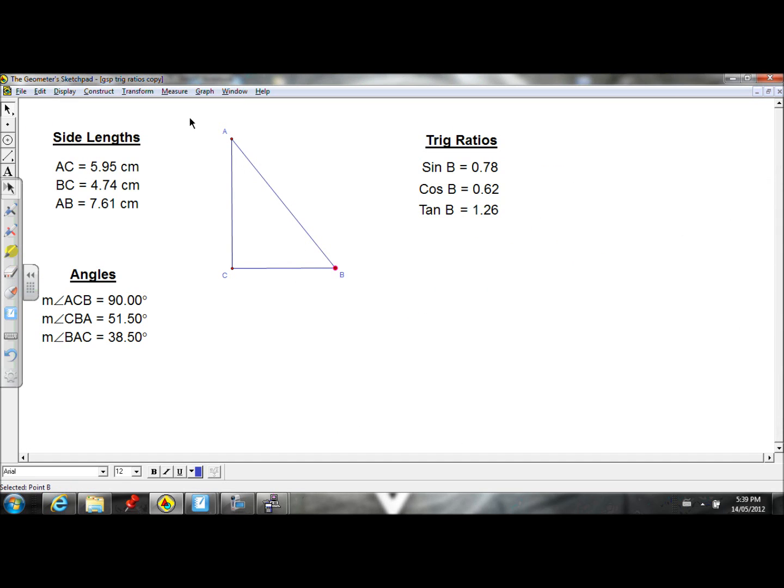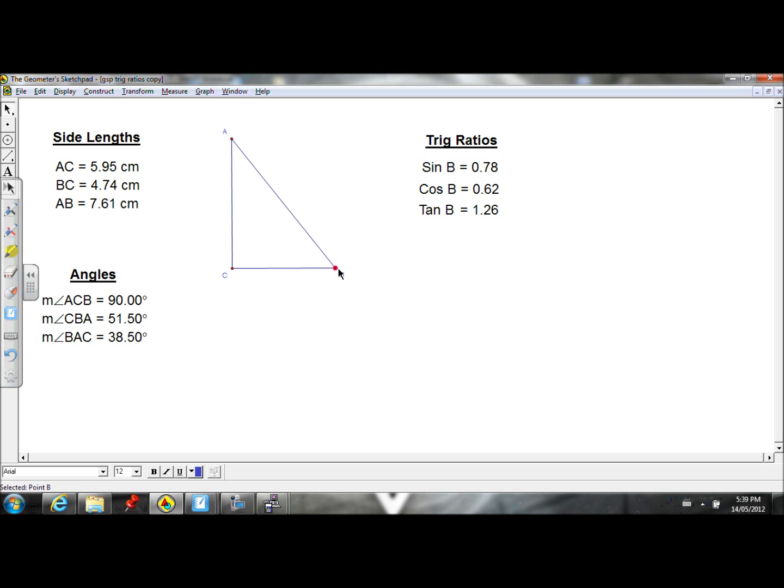Okay, so here we go. I've got a right angle triangle here. Angle C is at 90 degrees, so angle ACB is 90 degrees. My angle B is 51, and my angle A is 38. You'll see I've got set up here the sine ratio, cosine ratio, and tan ratio from angle B. Angle B is 51.5, and these are the ratios from that reference angle. And here's the length of each of the sides.